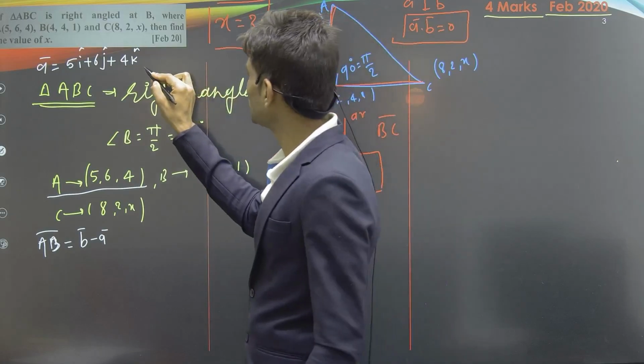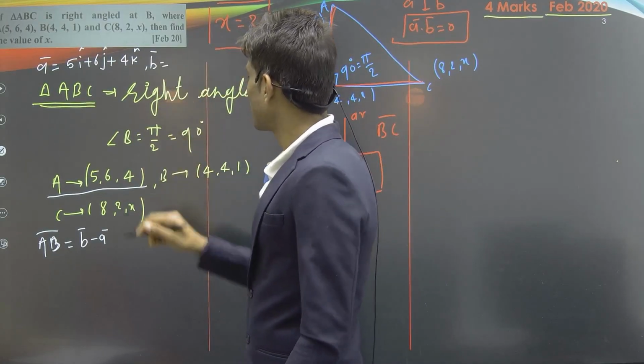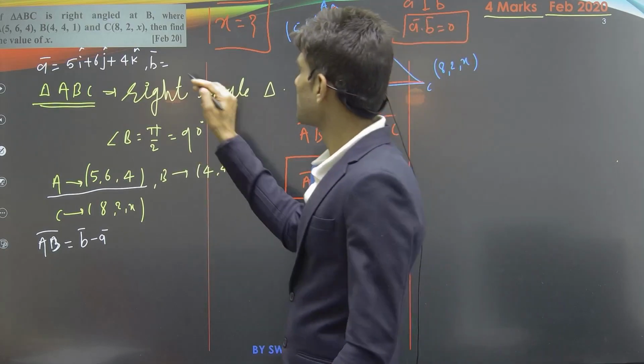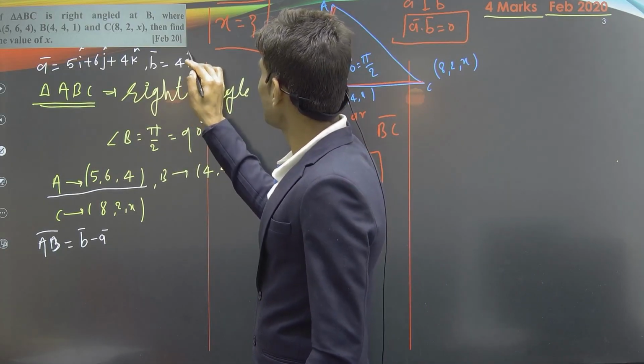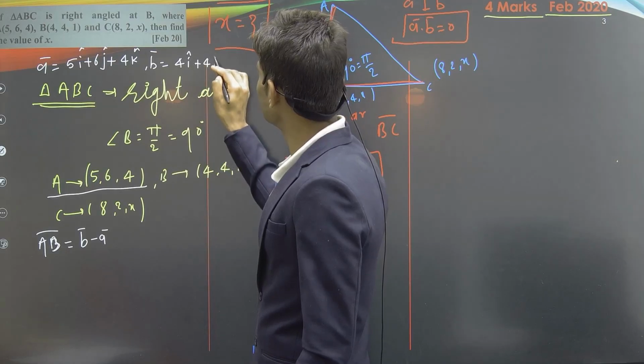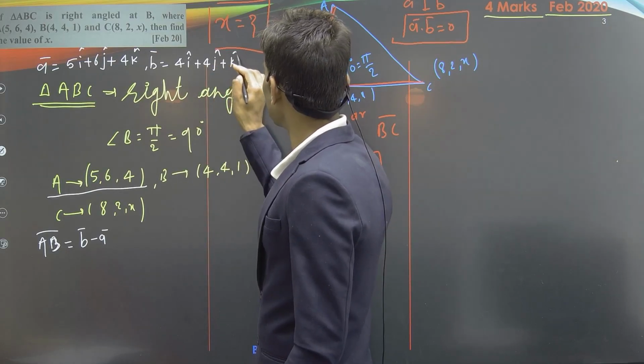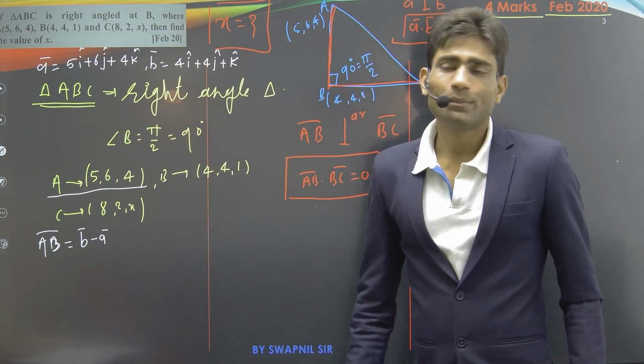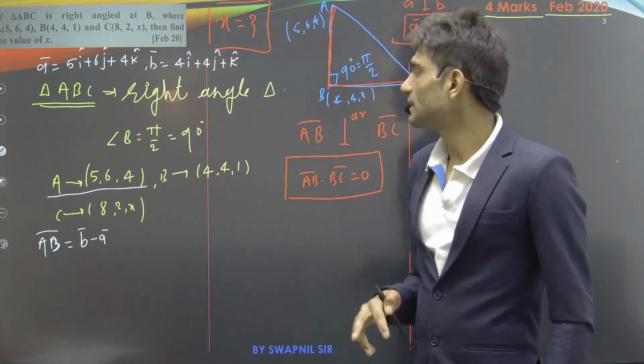Similarly, go for the position vector B bar: 4 I cap plus 4 times J cap plus K cap. So this one is the position vector B bar, 4 I cap plus 4 J cap plus K cap.